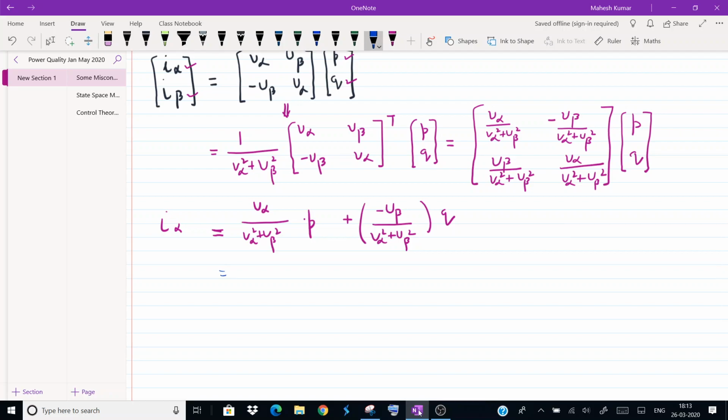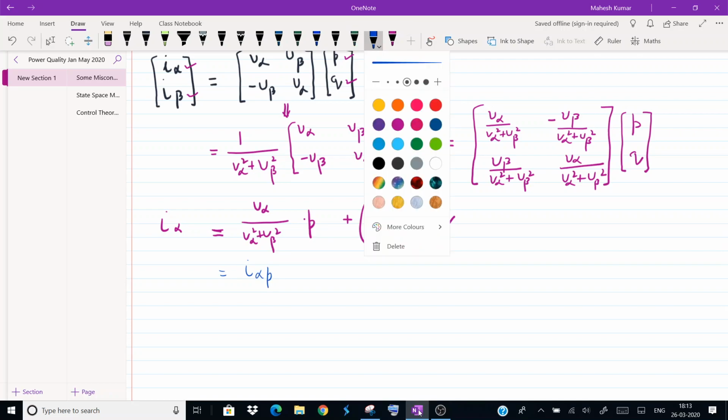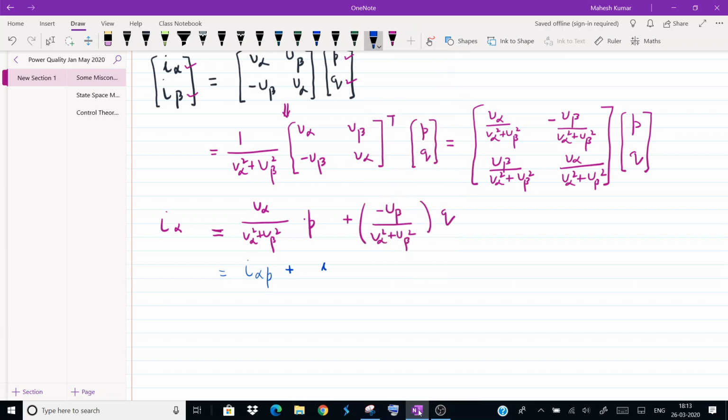This is called I alpha P, and this is called I alpha Q. So I alpha has two components, the active component and the reactive component. This is the total current. And what is I alpha P? Obviously, this is the term for I alpha.